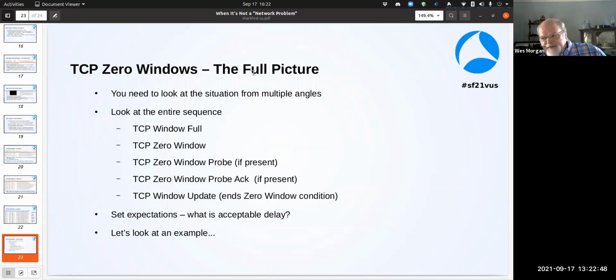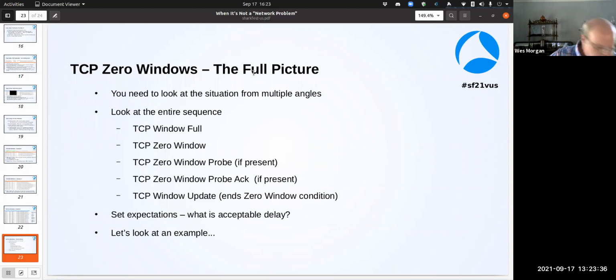So with everything I just described, you've got a couple of different possibilities. You have to look at the situation from multiple angles. So in packet terms, that means you're going to look at the entire sequence. Wireshark will identify when a packet is going to fill the window on the other end. TCP window full. That is a Wireshark determination. TCP 0 window is straight out of the protocol. That's the other side saying, I do not have any more space in my buffer. Then 0 window probes and probe ACKs, if they're present, until you see a TCP window update, which ends the 0 window condition because it's telling the other side, hey, I now have X bytes available.